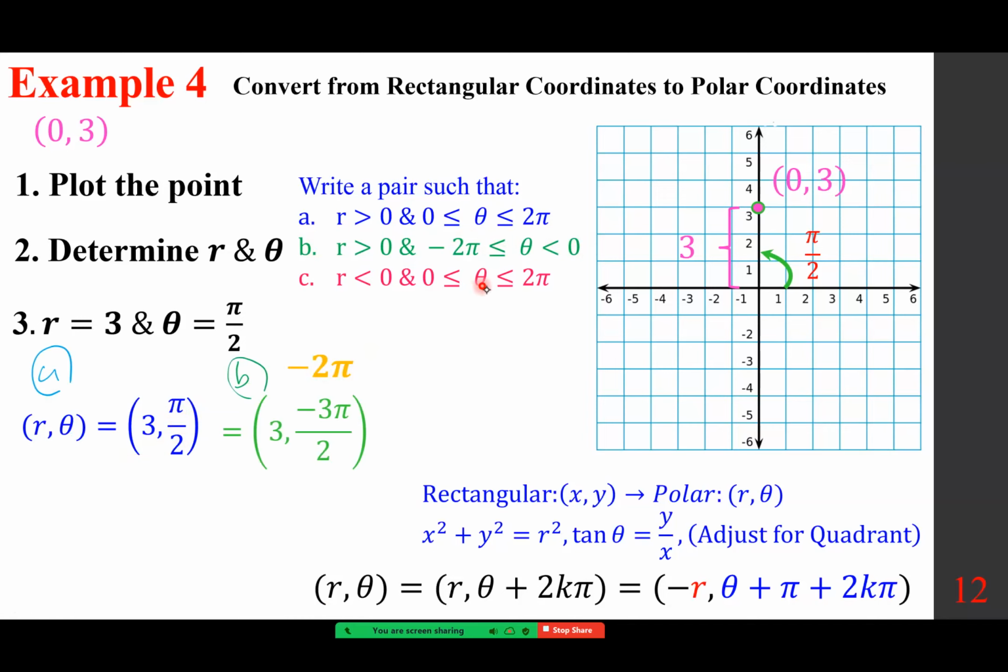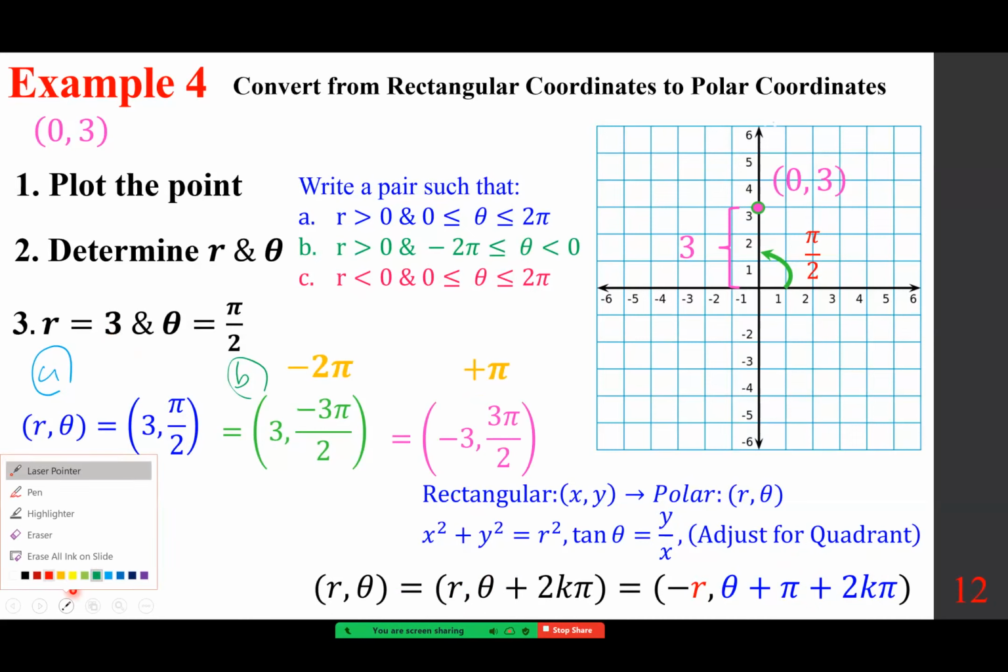Let's go with part C. We want r to be negative. So clearly we want to change this to negative 3. However, we want this to be between 0 and 2 pi. And remember, you can add odd multiples of pi. So all we have to do is just add 1 pi. If we add 1 pi to this, it becomes 3 pi over 2. And 3 changes to negative 3. And this is the answer to part C, everybody.